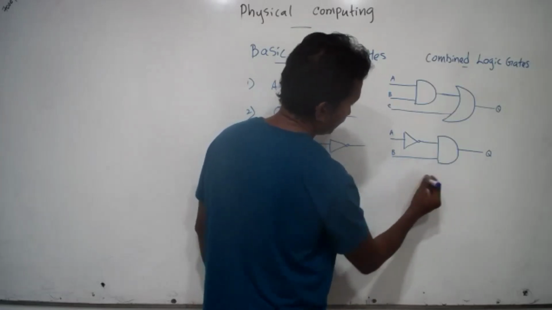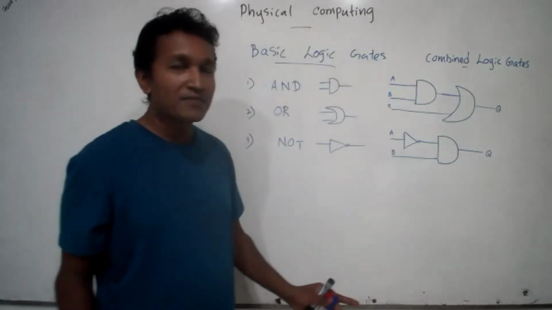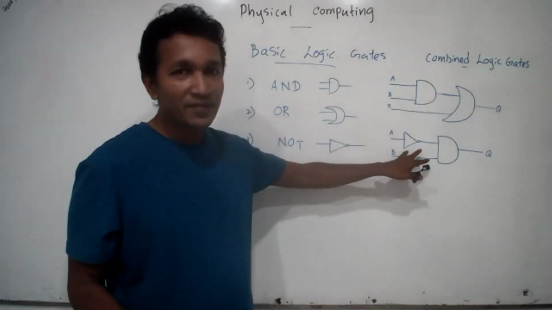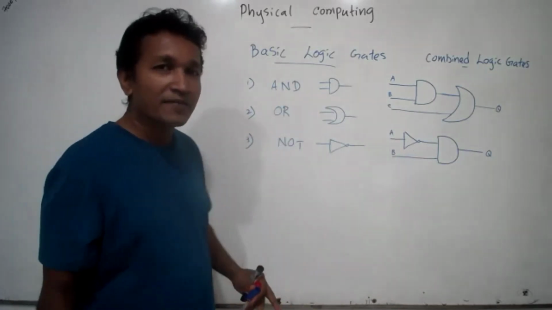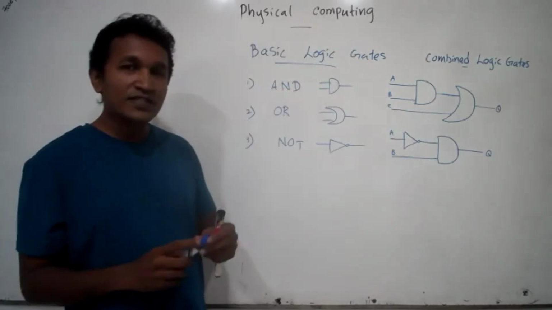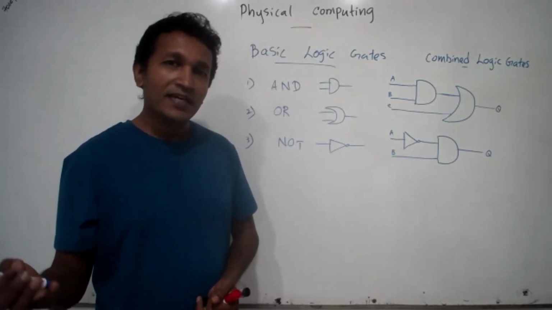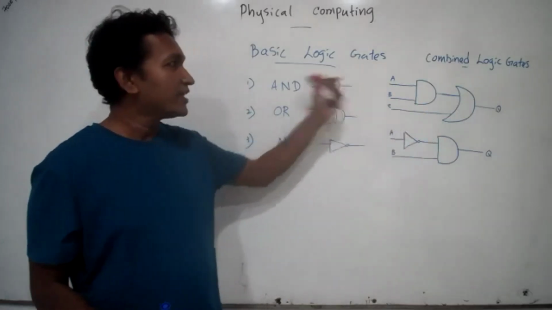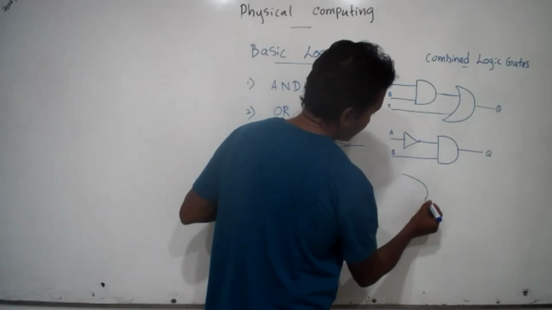Do combined logic gates have different names? No, there are no names. We can't give specific names for these combined logic gates because they are combinations of the basic logic gates. We use these logic gates in our circuits, in our central processing unit. In any circuit there can be these kinds of combinations of basic logic gates, and we can't give a specific name for that.